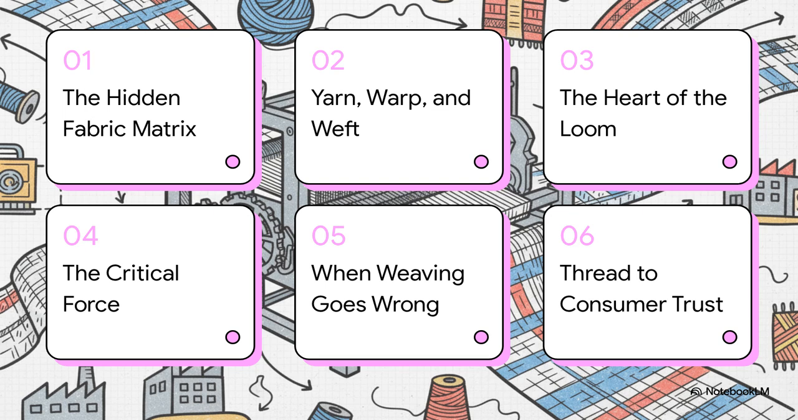All right, so here's our roadmap. We're going to start with the basic grid of fabric, then we'll zoom right in on the threads themselves, the warp and the weft. From there, we'll check out the incredible mechanics of the loom, uncover the single most critical force in all of weaving, see what happens when it all goes wrong, and finally, we'll tie it all back to business and consumer trust.